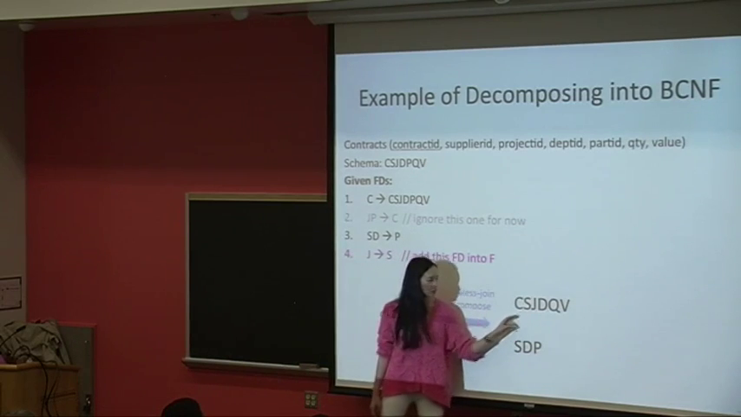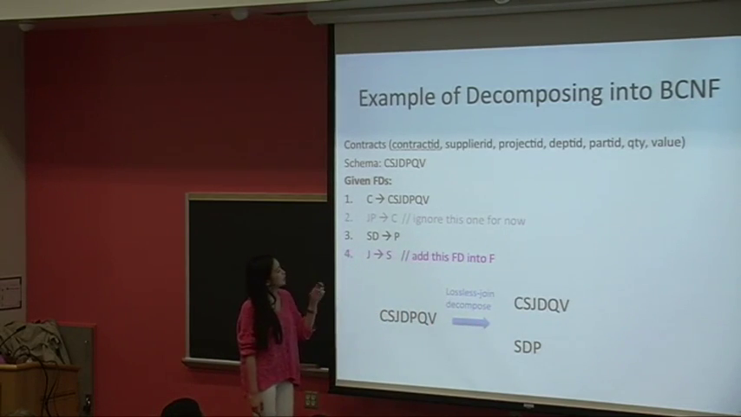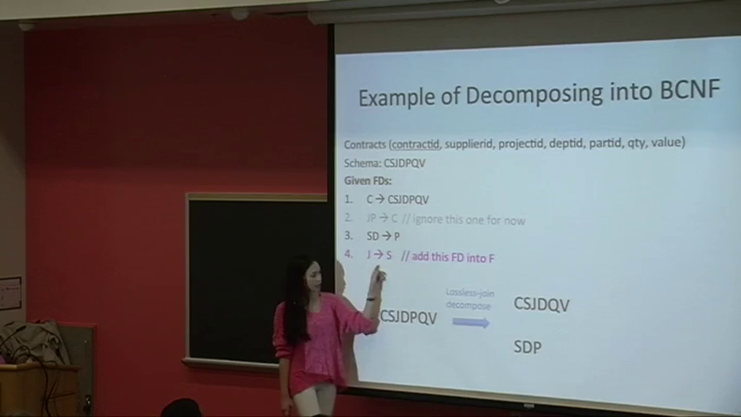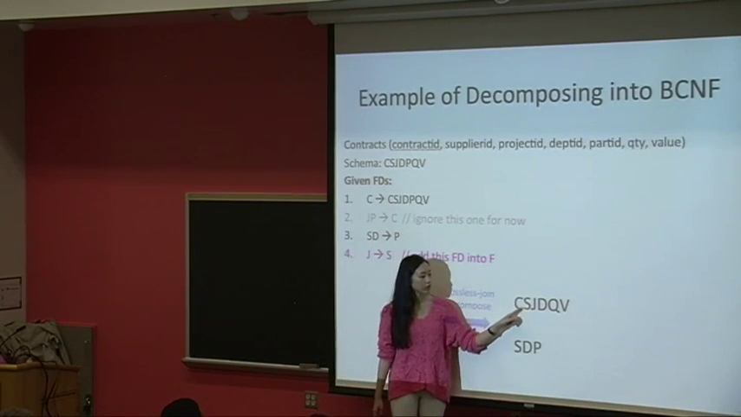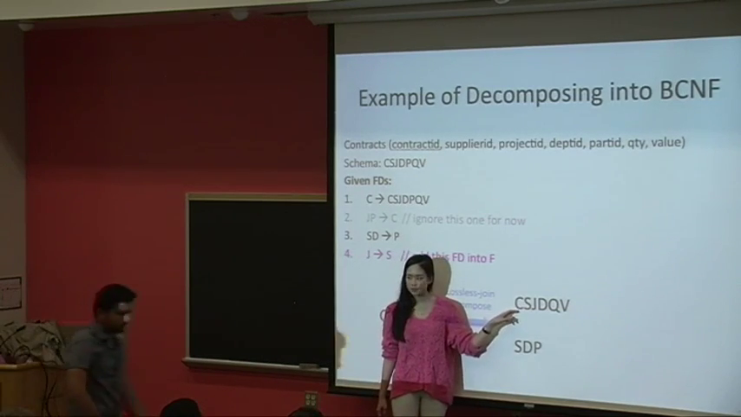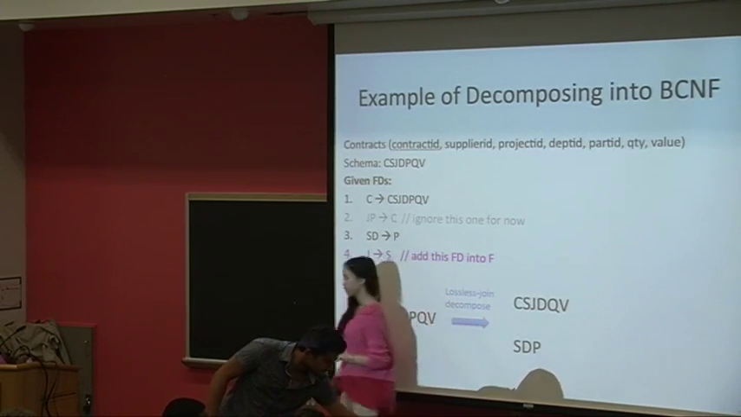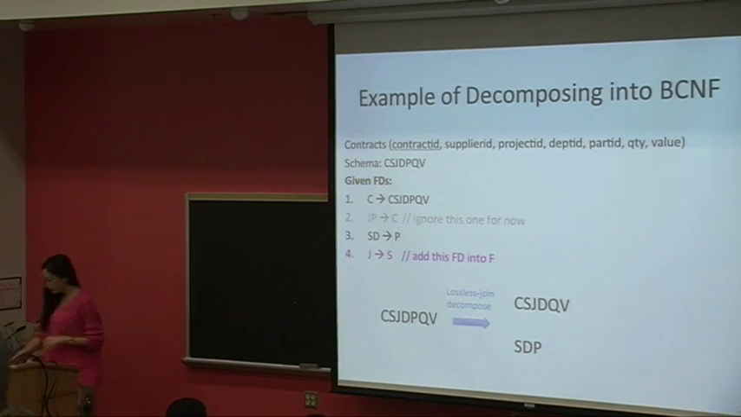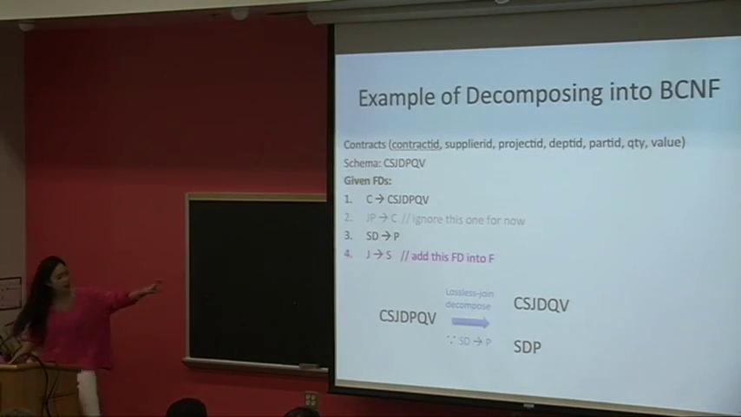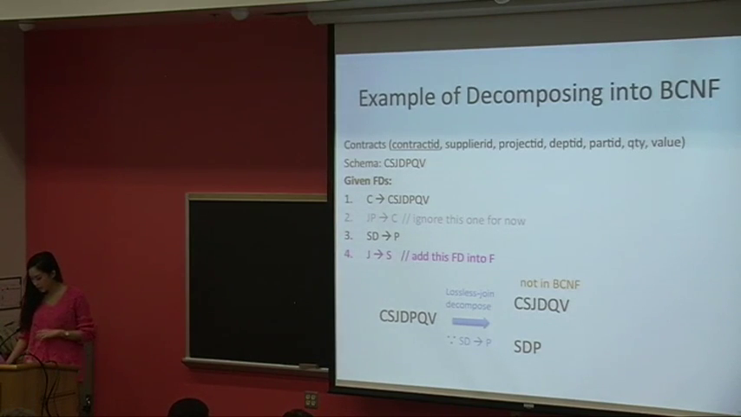C is JDQV. If you take a look, it has this J determining S right here. But for this one, the key is C. Then do you think this one is in Boyce-Codd normal form? So no. Okay, so the upper one, yeah, decomposed because of the SD determining P. And for the upper one, it is not in Boyce-Codd normal form. And the second one, it is in Boyce-Codd.